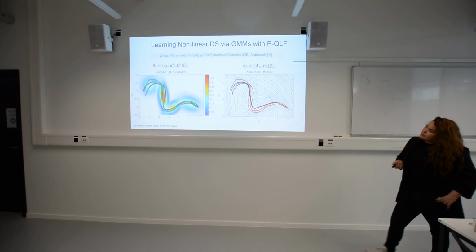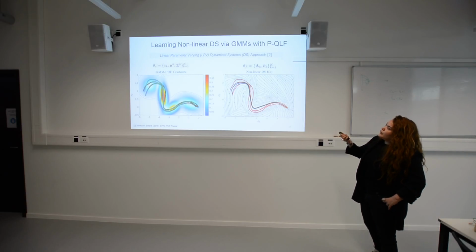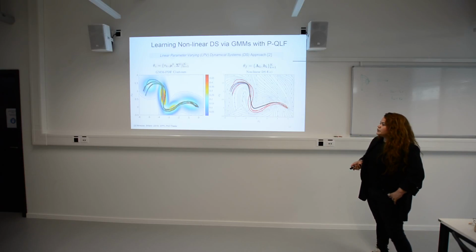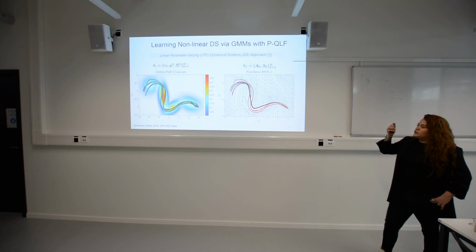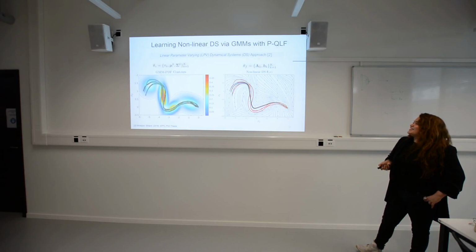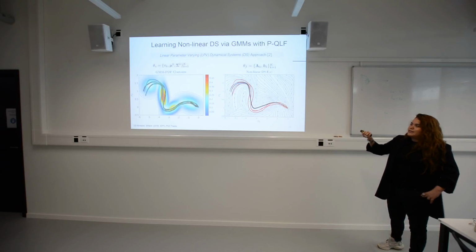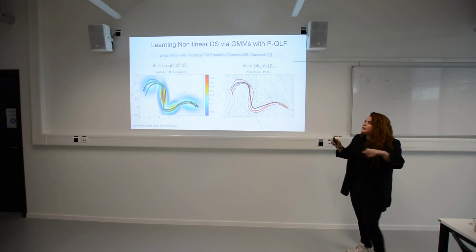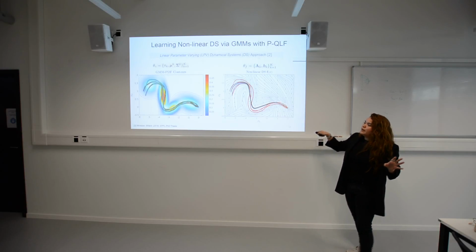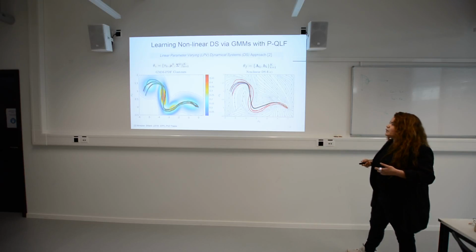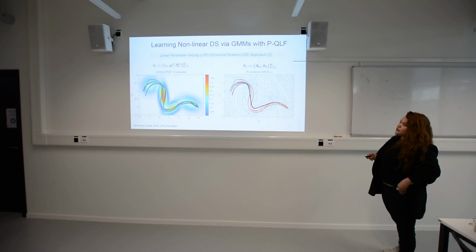So this is what we get. Here we call it LPVDS, the linear parameter varying dynamical system approach, which was initially introduced in Sina's thesis. Since the parameters are decoupled, we have two steps. We first estimate the Gaussian mixture model parameters, and then we estimate our A matrices, and then we achieve something like this, which is very similar to what we had with SEDS on this specific motion.